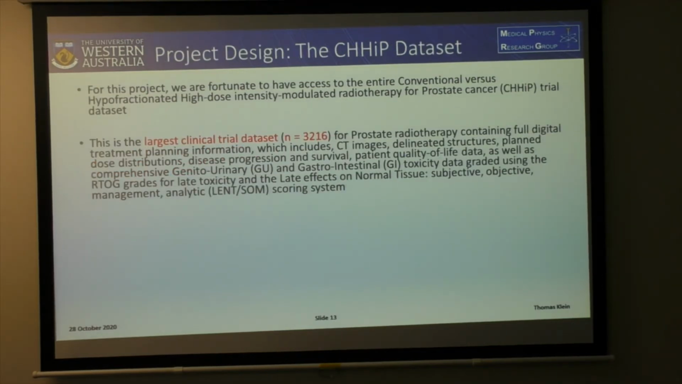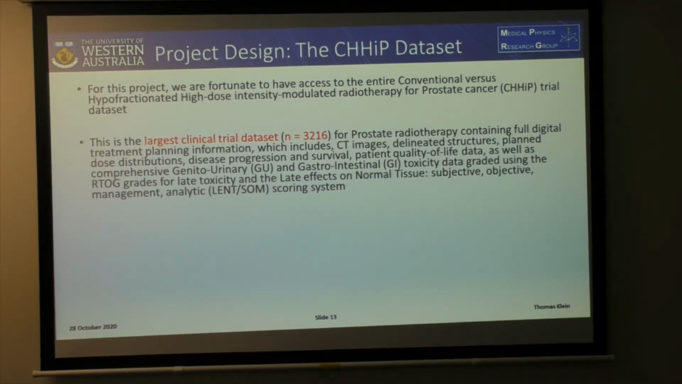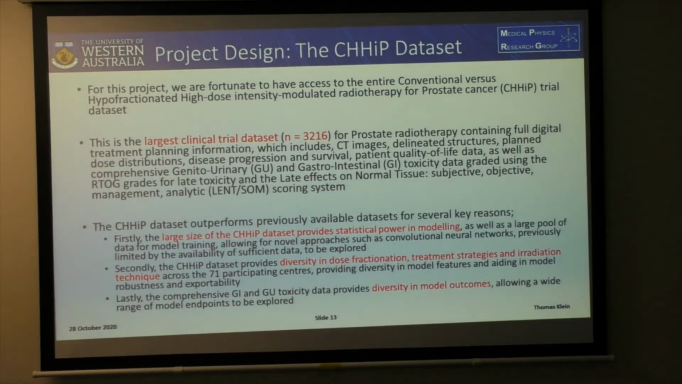For this project, we're fortunate to have access to the entire conventional versus hyperfractionated, high-dose, intensity modulated radiotherapy for prostate cancer trial, CHIP, which is the largest clinical trial data set for prostate radiotherapy. It contains full treatment planning information, so CT images, delineated structures, dose distributions, as well as comprehensive GU and GI toxicity data, which has been graded using the RTOG toxicity grading system and the LENT-SOMA grading system.